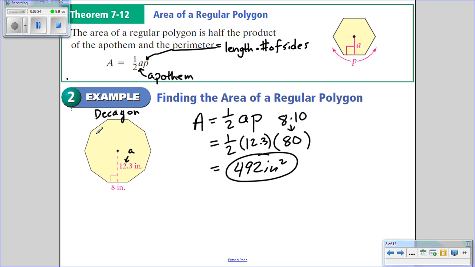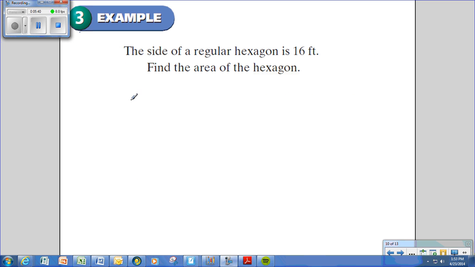So that's an example of where they pretty much give you all the information you need to know, and the only thing you have to do is this work right here to find that perimeter. Again, that's the side times the number of sides.